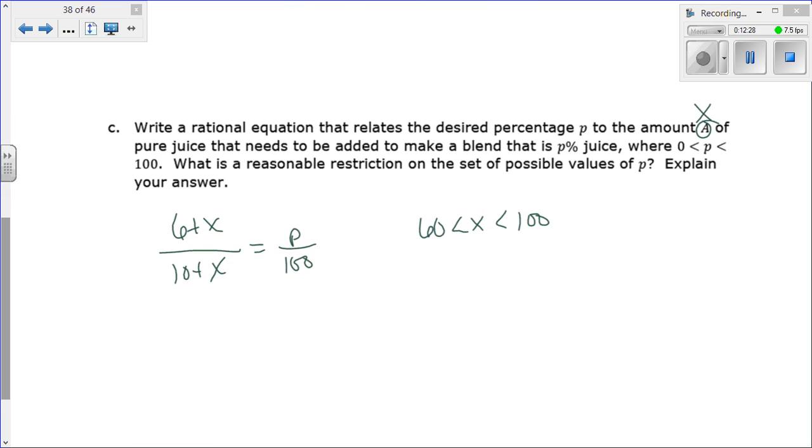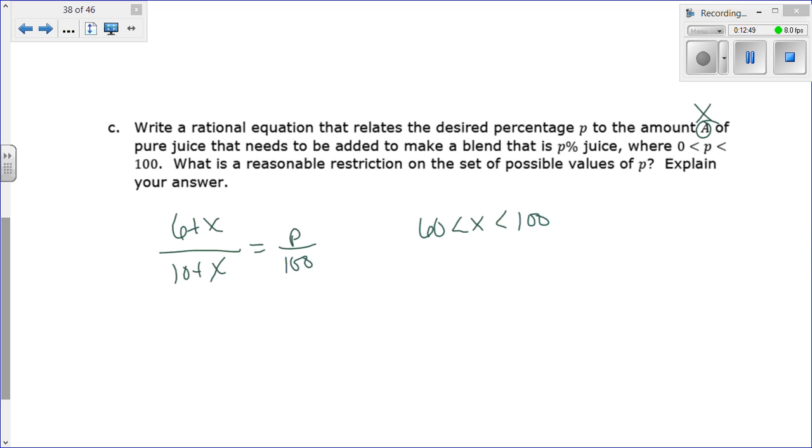Write a rational equation that relates the desired percentage P to the amount A, I used X instead of A, of pure juice that needs to be added to make the blend that is P% juice, where 0 < P < 100, so P is between 0 and 100. What is a reasonable restriction on the set of possible values of P?